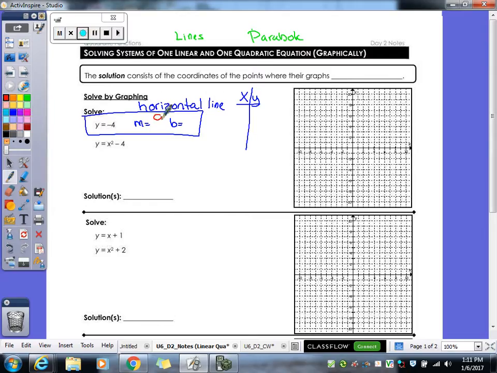Here, there is no M. The M is 0 over 1. The B is negative 4. When I plug this into my calculator in a minute, you will see that this says Y is always negative 4 for any X that you want to pick. So either way, any of those 3 ways are fine. If you know it's a horizontal line, just write horizontal line.